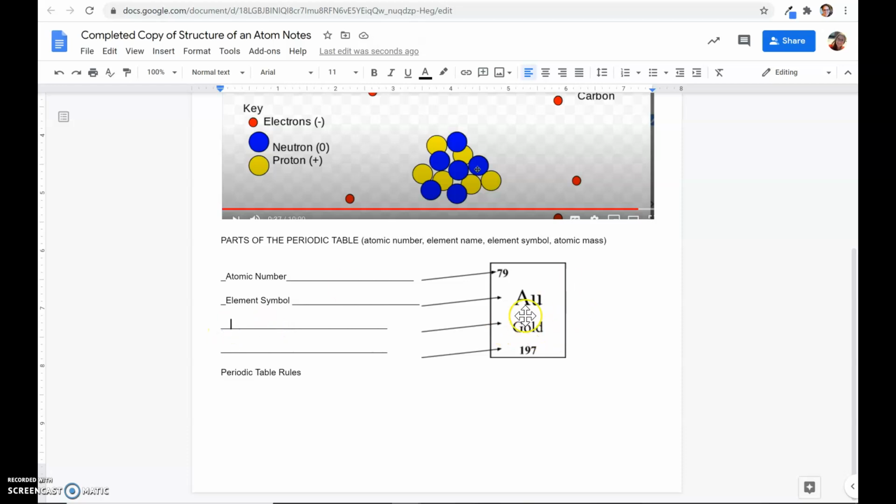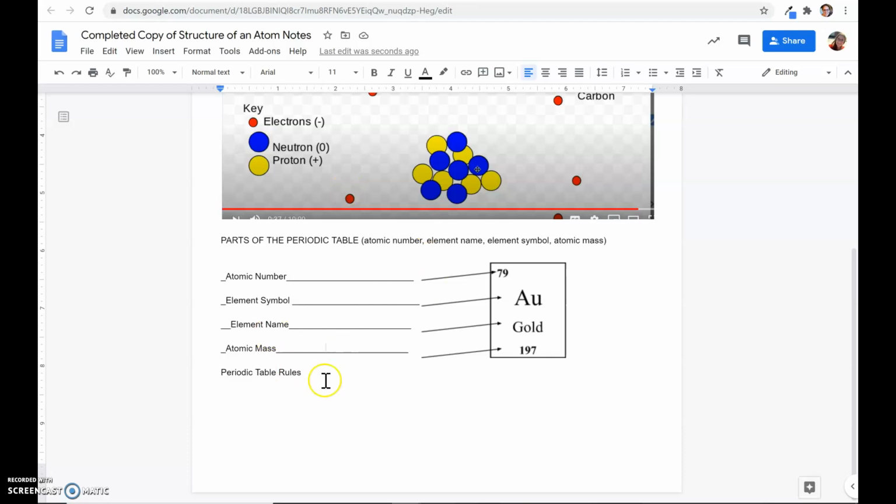Okay, next, this is your element name. Okay, so the element name in this case is gold. That is whatever the element is named. So we've got like gold, carbon, oxygen, helium, hydrogen, all of those are examples of element names. Then the last one down here is called the atomic mass. This number on the bottom is the atomic mass. And again, sometimes that will be in the middle or on the side, but it's always at the very bottom. Okay, so your atomic mass.